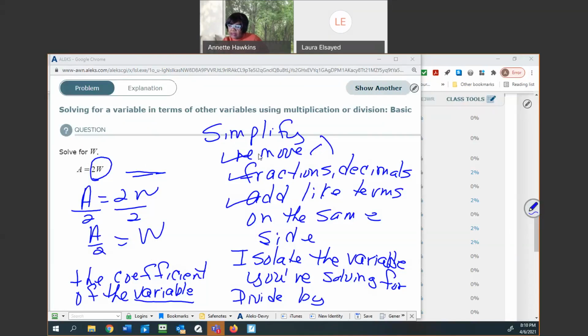Do we need to see another example with this? No, this is simple enough. Okay.